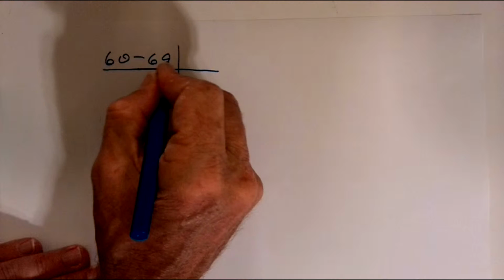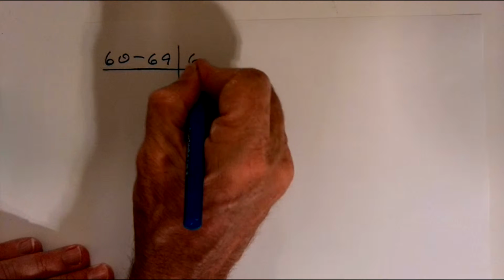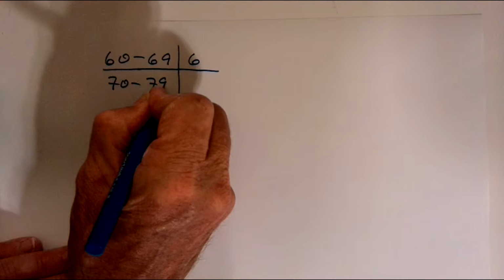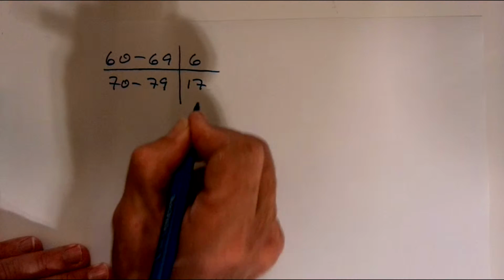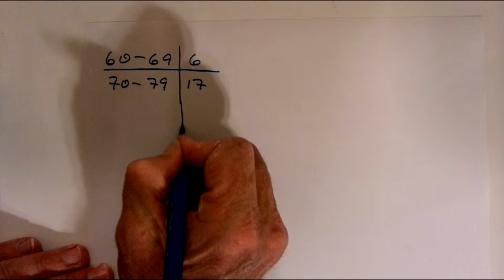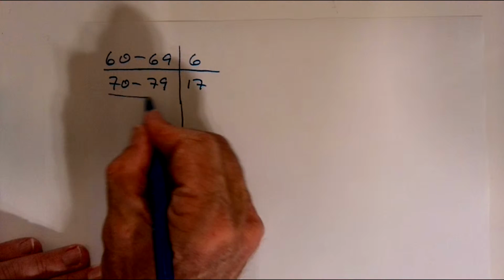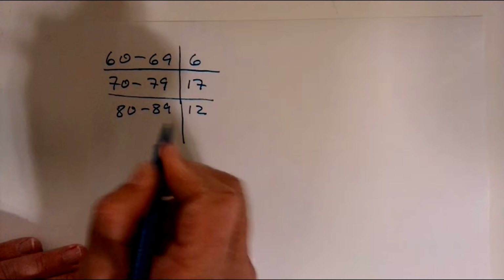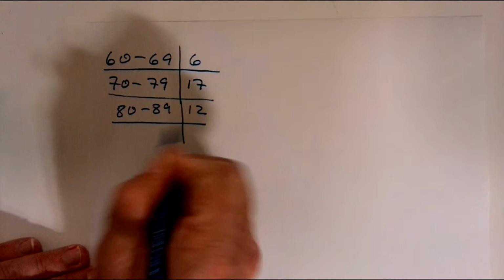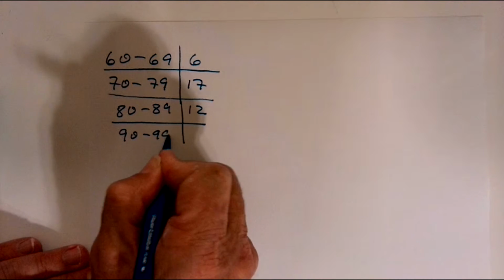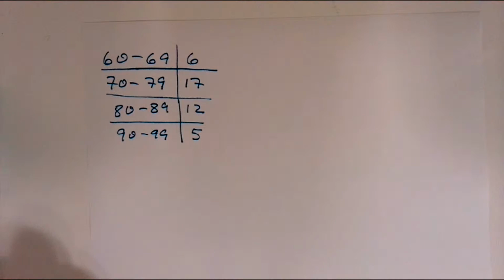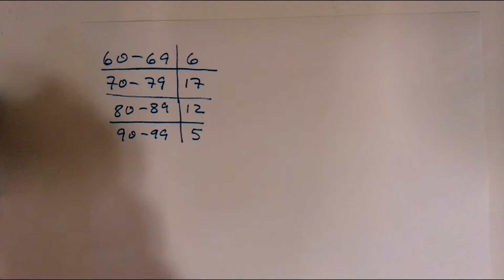So my class width is 9, or actually 10. I have 6 of them there, 60 to just short of 70. So 70 to 79, we have 17. 80s, we had 12, so 80 to 89. We had 12 items in that group. And in the 90s, that's 90 to 99, but again, really 90 to 99.999, we had 5. So here's another way for us to describe the frequency of those things.